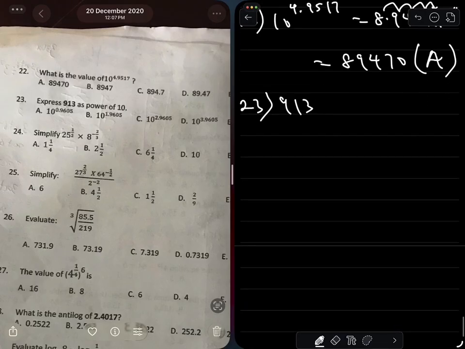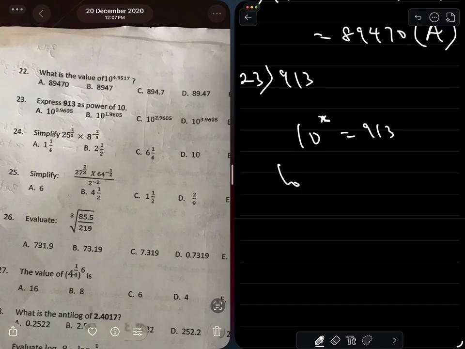This simply means, as a power of 10, you want to say 10 raised to power something. Let that number be x. 10 raised to power x is equal to 913. So if we write it in logarithm form, what will it be?